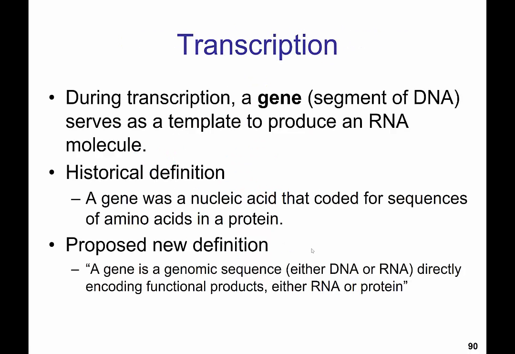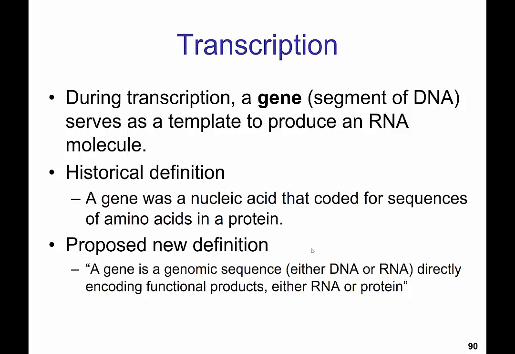During transcription, a gene, which for now we'll just refer to as a segment of DNA, serves as a template to produce an RNA molecule. Earlier we said that RNA was a single strand and that instead of having thymine as a base, we have uracil. The historical definition of a gene was a nucleic acid that coded for sequences of amino acids in a protein. The proposed new definition is similar. A gene is a genomic sequence, either DNA or RNA, directly encoding functional products, either RNA or protein.